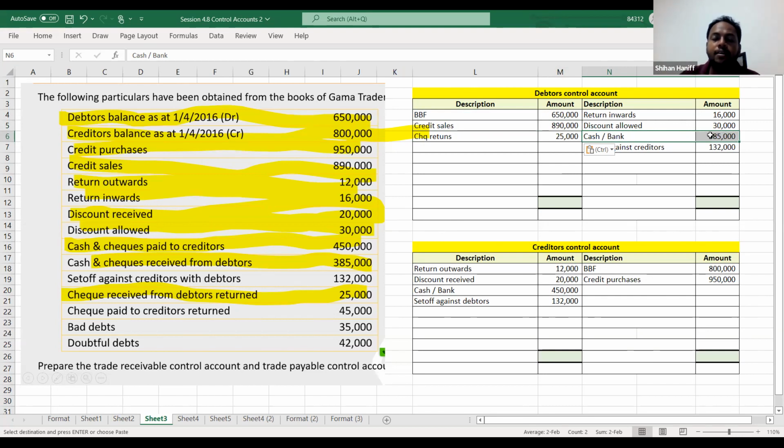If the bank returns the check due to insufficient balance or maybe any other reason, then again the bank account will be credited and the debtor's account should be debited. Debtor's account debited 25,000. Debtor balance will increase.